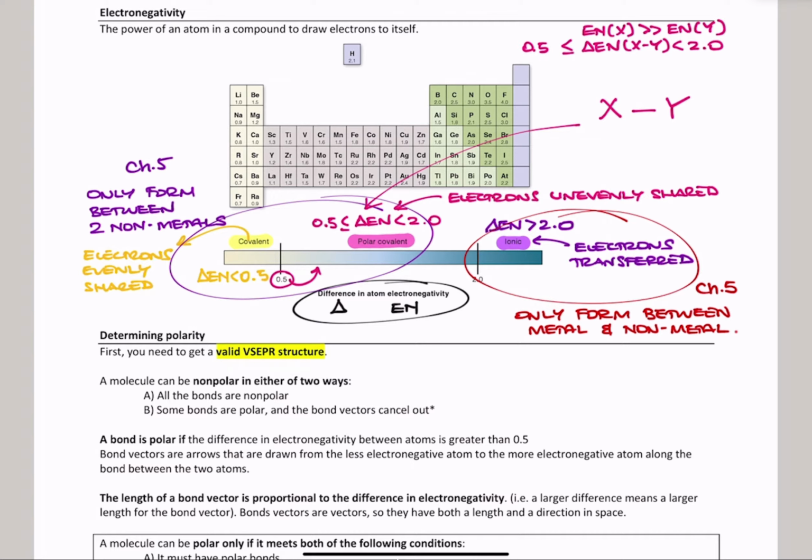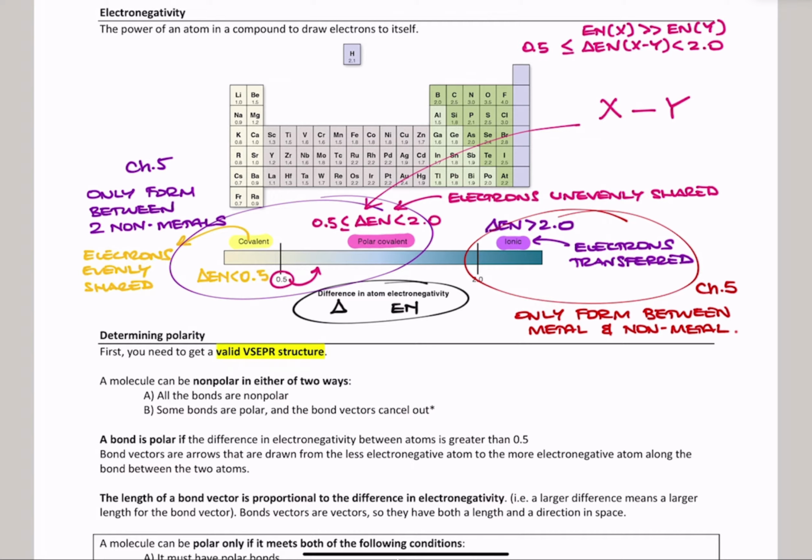And this will create a disruption of the electron cloud between the X and the Y. Now this X has a slight excess of electrons represented by the delta negative, and the Y has a slight deficit of electrons represented by a delta plus. These delta charges are called partial charges, and we're just trying to show here that we have an uneven distribution of electrons between the two atoms, which generates those partial charges.